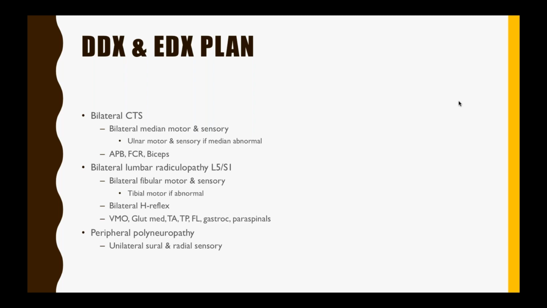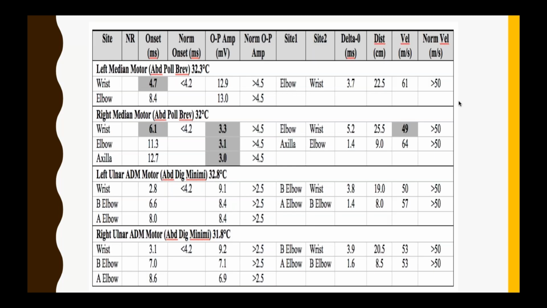And lastly, in the back of my mind, I was maybe thinking a peripheral polyneuropathy. Not likely, but just keep it in the back of my mind. So I was going to do a unilateral sural and radial sensory. Here's some of the data that I encountered, and it started to fit the pattern of bilateral carpal tunnel syndrome. We had median motor slowing on the left at the wrist, and the right median motor had even more profound slowing at the wrist and a reduced amplitude.